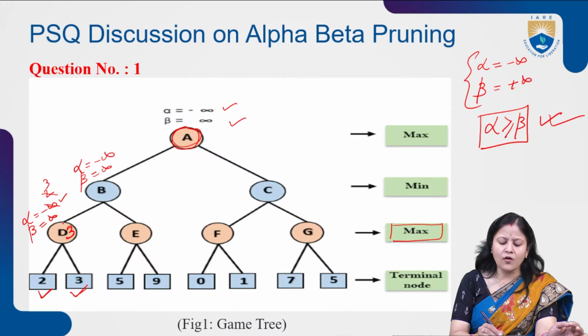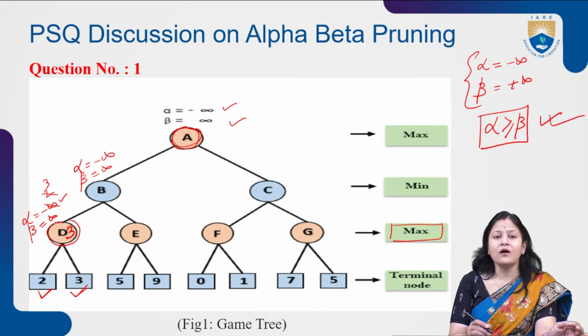Now, once we got this node value, because of DFS we have to backtrack to the parent node B. When we reach parent node B, which value will be updated?